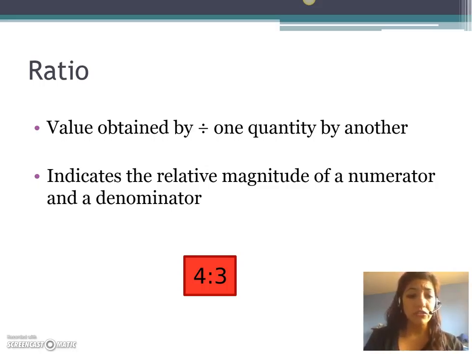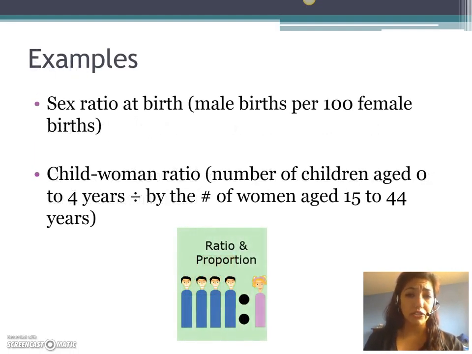A ratio, just so you know, as a review, is a value obtained by dividing one quantity into another. So that's how you get a ratio. Okay, so it indicates a relative magnitude of a numerator and a denominator. So we will be looking at a lot of ratios in this class, obviously. And just to give you an example, we look at different categories for ratios. So for example, a sex ratio at birth. It's the number of male births per 100 female births. That would be the sex ratio.